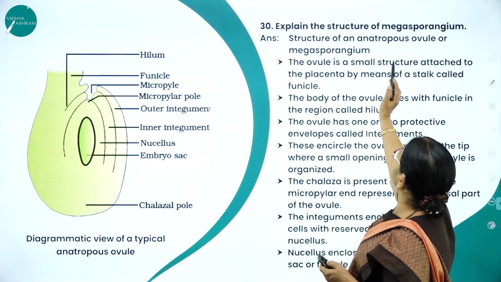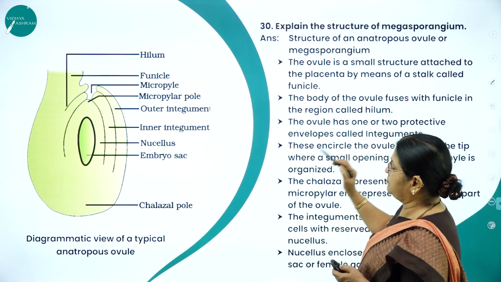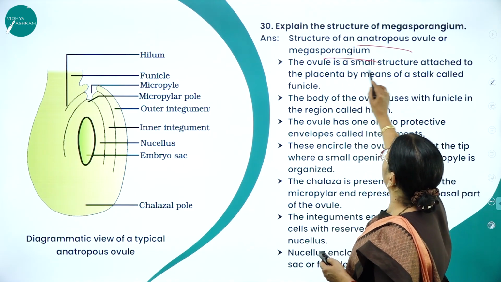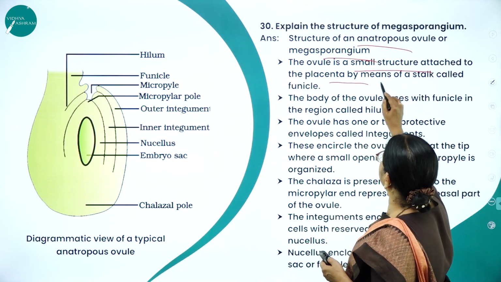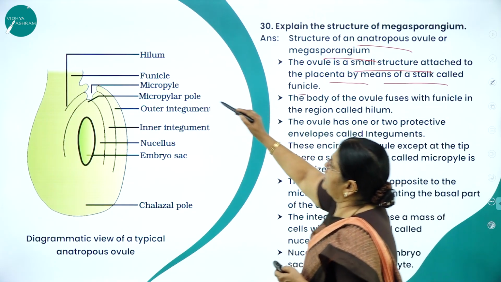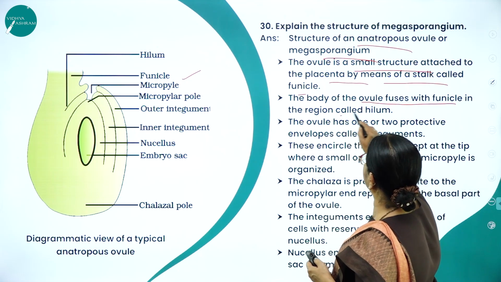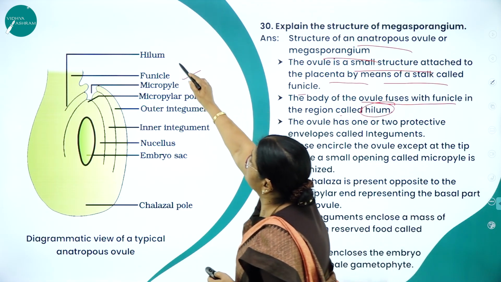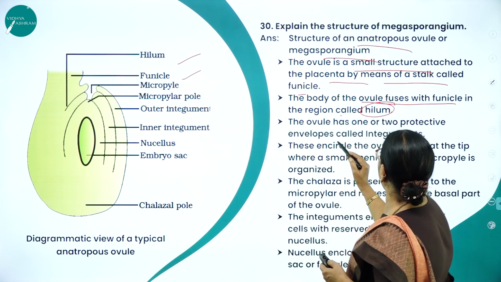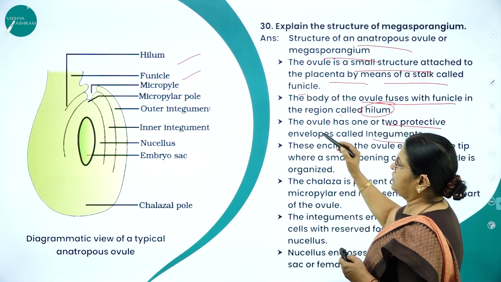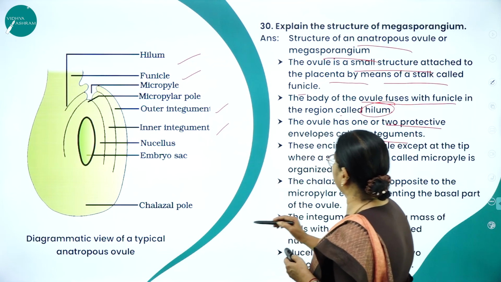So here, explain the structure of megasporangium. That is the same Anatropous ovule they have explained here. So the ovule is a small structure attached to the placenta by means of a stalk called funicle. Here you can see funicle. The body of the ovule fuses with the funicle in the region called hilum. Here you can see the hilum. And the ovule has 1 or 2 protective envelopes called integuments. Here you can see the outer integument and inner integument.